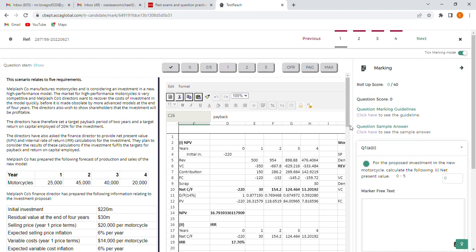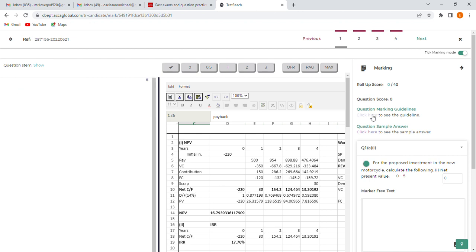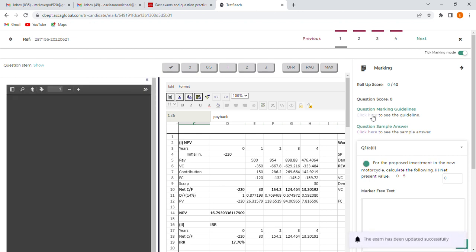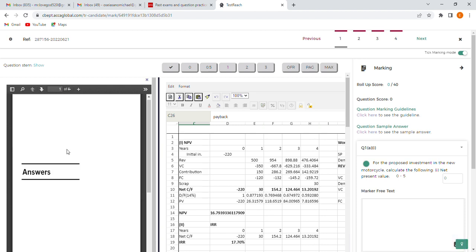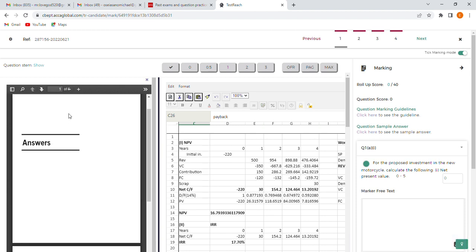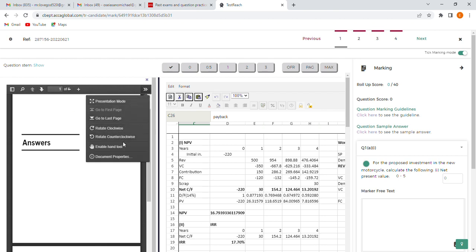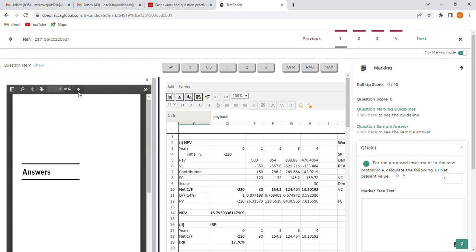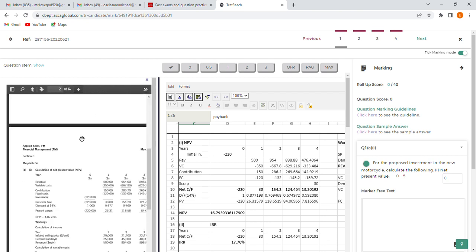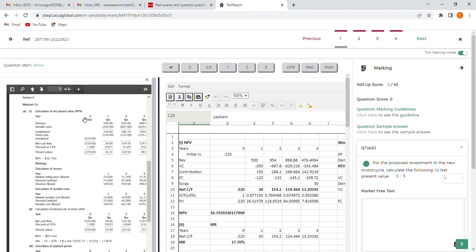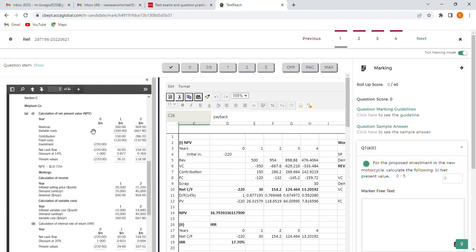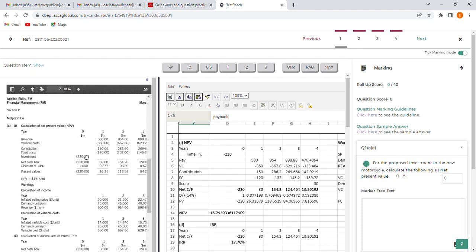Now you click here to see the marking guide. Here it is. Here's the marking guide, so you can just zoom in and check your answers. I'm using the hand tool to be able to drag. So here are the answers. Now you click on the correct, the tick here.